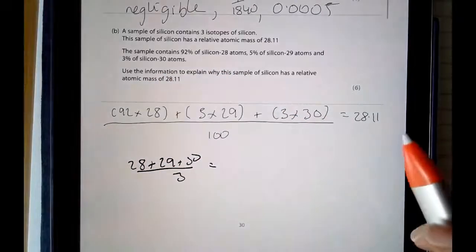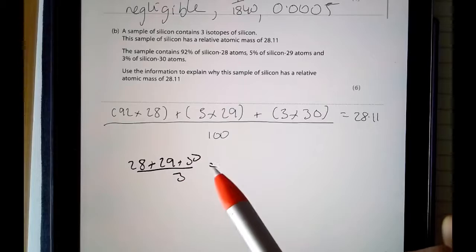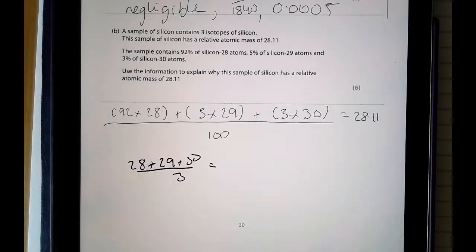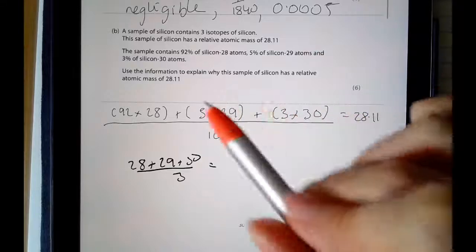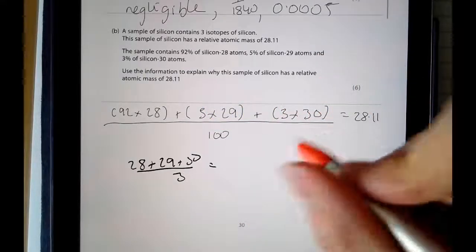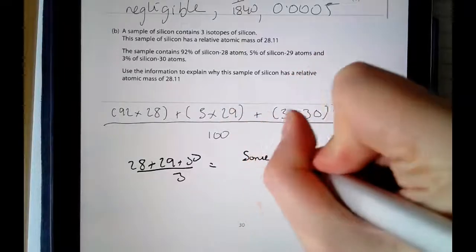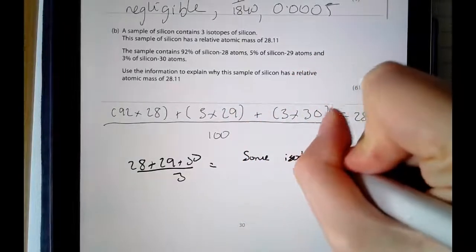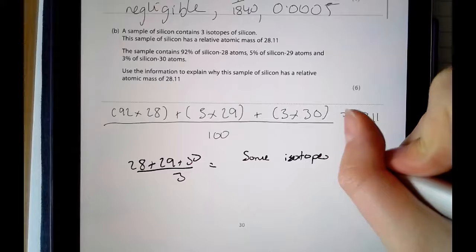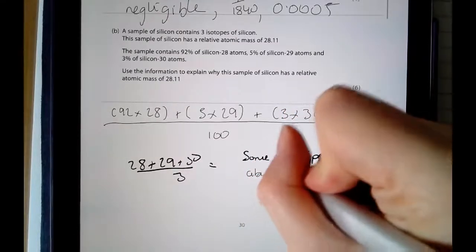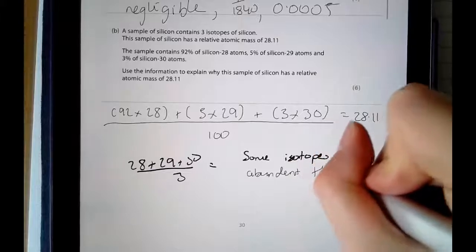And what the question is asking you is why aren't you doing this? Why are you using these percentages when you're working it out? And the reason you're using these percentages is because some isotopes are more common than others. So just saying that will get you a mark. You'll say some isotopes, they use the word abundant, but the word common will work either. So some isotopes are more abundant, which just means they're more common, than others.